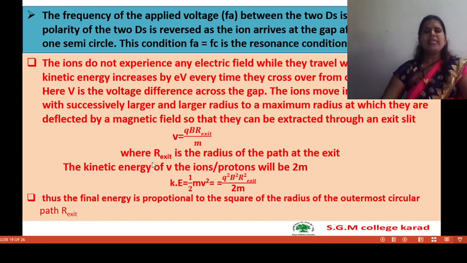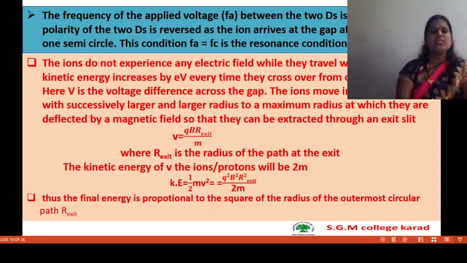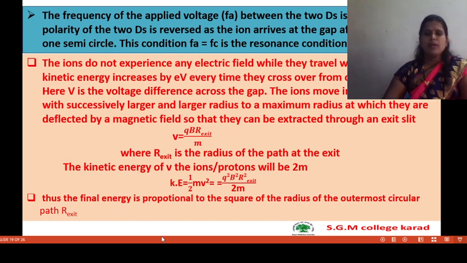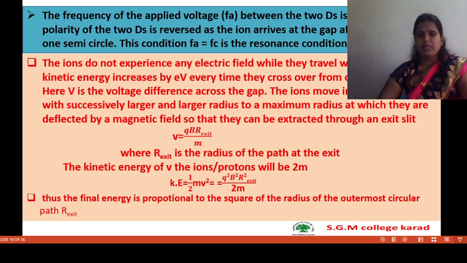Now see, the kinetic energy goes on increasing. The kinetic energy of the ions, protons, will be half mv squared. Substituting the value of v, we get q squared B squared R exit squared upon 2m. This is the final equation of the kinetic energy of the ions. This final energy is proportional to the square of the radius of the outermost circular path.